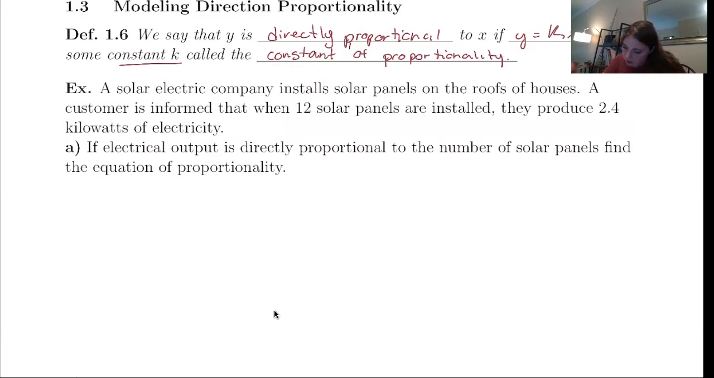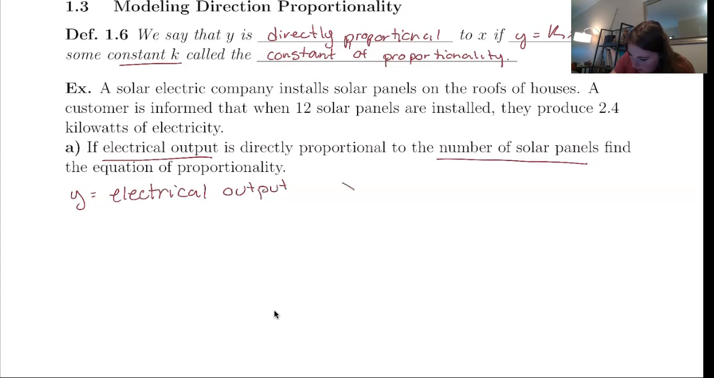So electrical output is directly proportional to the number of solar panels. So let's call y our electrical output and x the number of solar panels. And we're told to find the equation of proportionality.